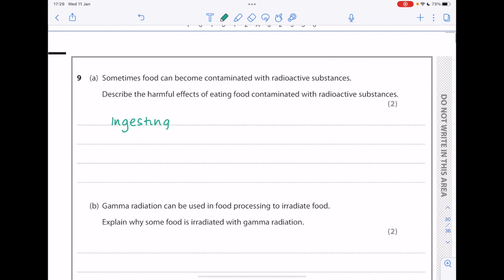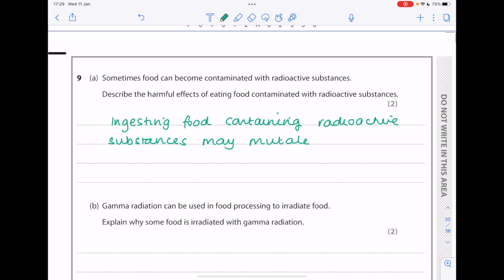So eating or ingesting food containing radioactive substances may mutate cells and lead to cancer, due to the ionizing radiation given off.